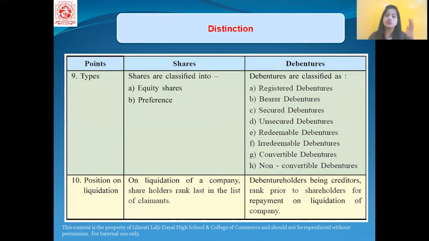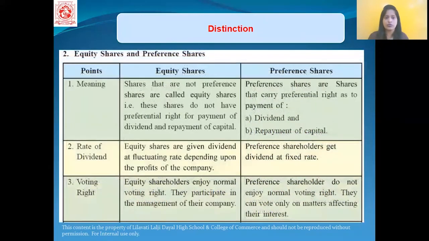On liquidation, the shareholders rank last. First, the debenture holders will be paid, then the shareholders will be paid. Since debenture holders are the creditors, they rank prior, meaning first, to the equity shareholders. So on liquidation, shareholders rank last and debenture holders rank first. This is how shares and debentures are distinguished.